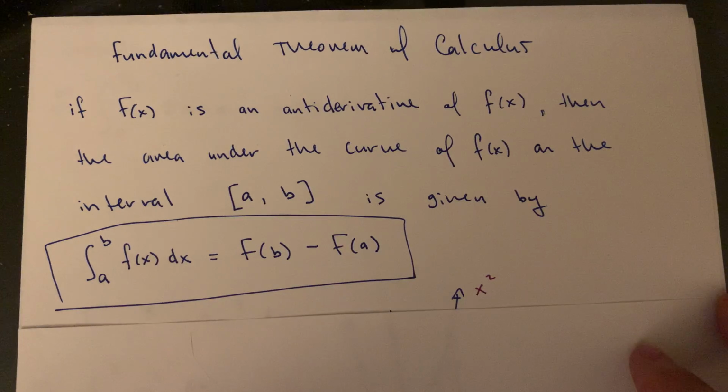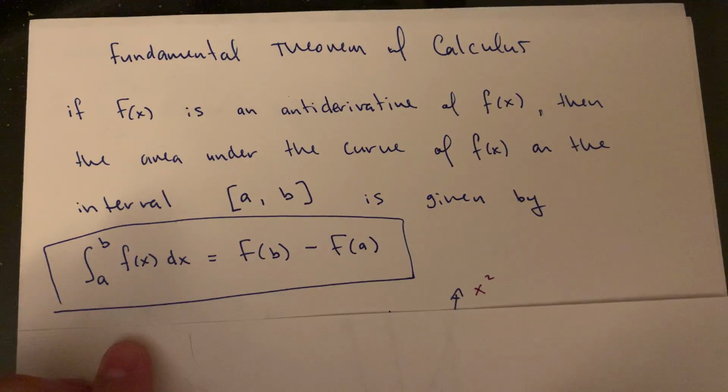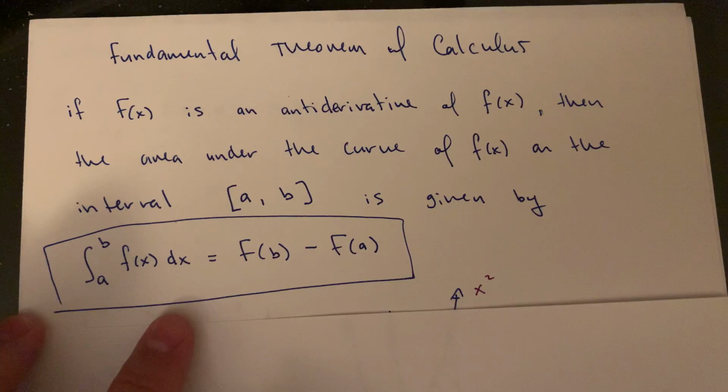These are my words. So if capital F of x is an antiderivative of regular f of x, lowercase f of x, then the area under the curve of little f of x on the closed interval a to b is given by this. So this is the integral from a to b, the definite integral of the function little f of x with respect to x, dx.